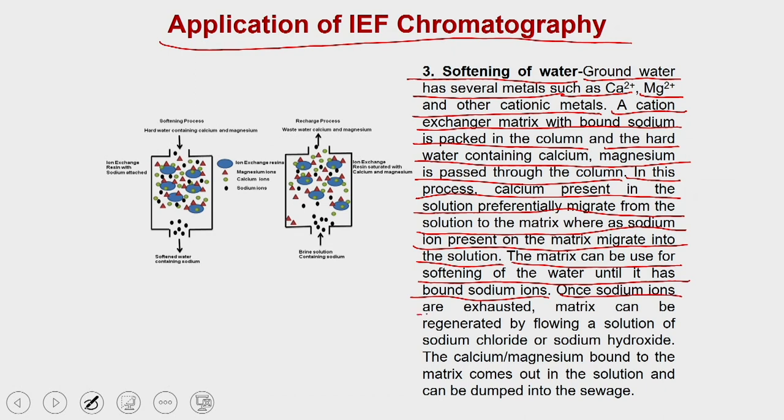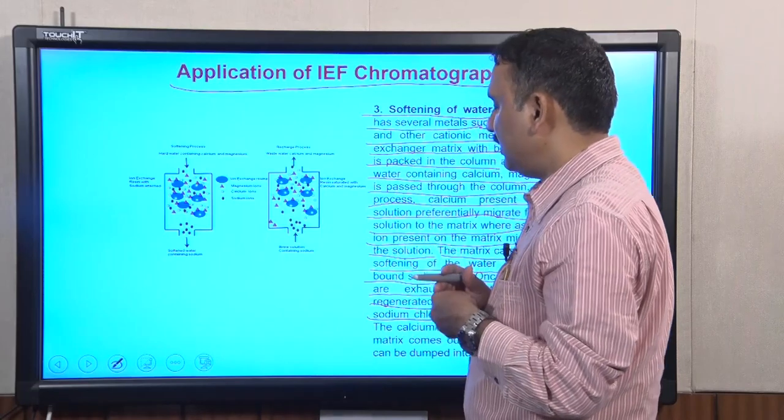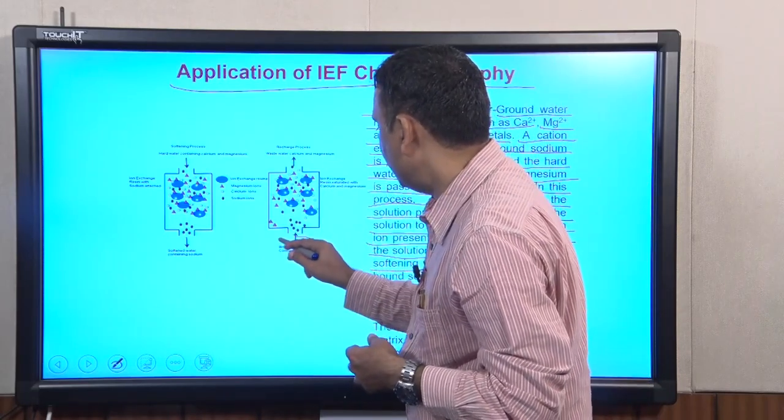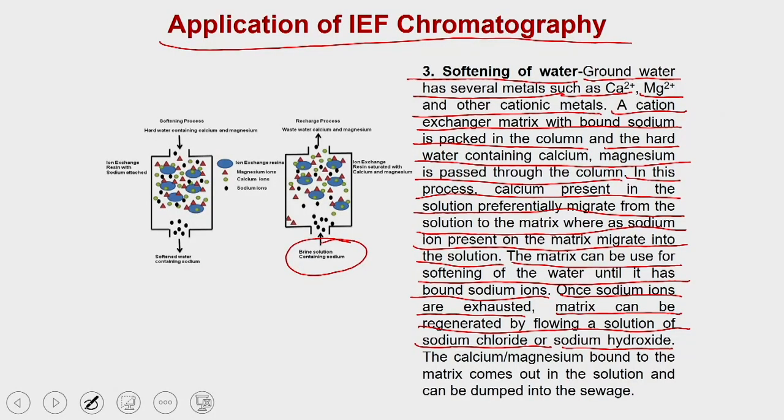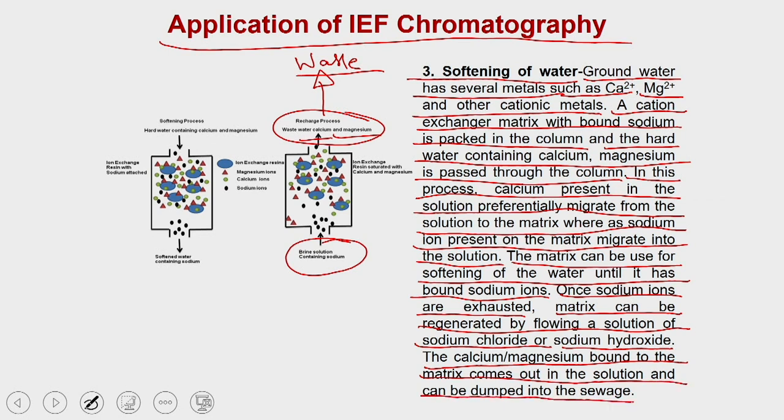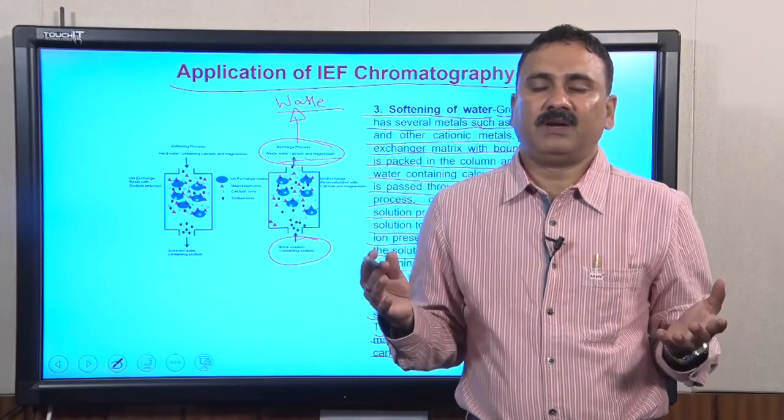Once the sodium ions are exhausted, the matrix can be regenerated by flowing a solution of sodium chloride or sodium hydroxide. Once the beads lose all the sodium, they are not going to bind any more of these metals. In that case, you flow a solution of sodium, either NaCl or NaOH, and that is going to remove the bead-bound calcium, magnesium and other metals, and these heavy metals can be collected as waste and disposed into the sewage. So, that is how you remove the heavy metals or other contaminating metals from the water.